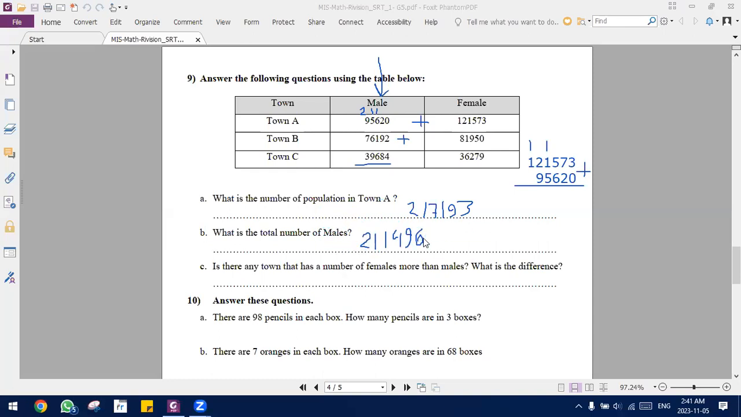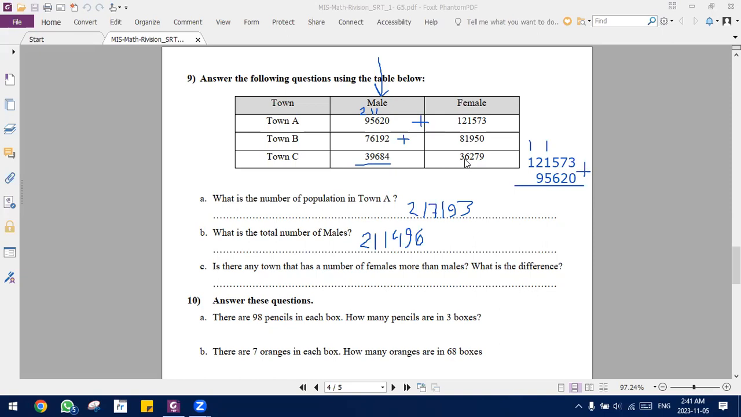Now, question C. Is there any town that has number of female more than males? And then what's the difference? They said females more than male. So we compare, and town A is correct. Town B is also correct. What about town C? No, it's not. Town C, we have the male 39,000, females 36,000. So they said, is there any town that has number female more? We said there's A and B.